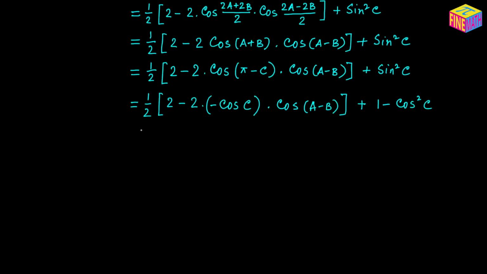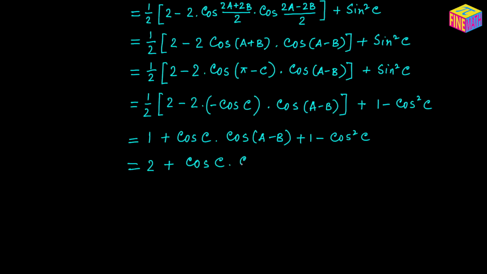Now let's remove the bracket and see what happens. So from here, we can say, well, this will be 1/2 times 2, so that would be 1, minus 1/2 times 2, that is again 1, and minus cosine of c, that will become plus, so I am writing positive sign there, so that would be cosine of c times cosine of a minus b. Then outside we have plus 1 minus cosine squared of c, and from here we can see that we have a 1 and another plus 1, so that would be 2, and then we have plus cosine of c times cosine of a minus b minus cosine squared of c.